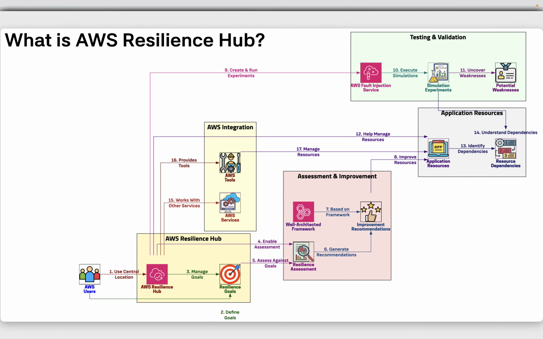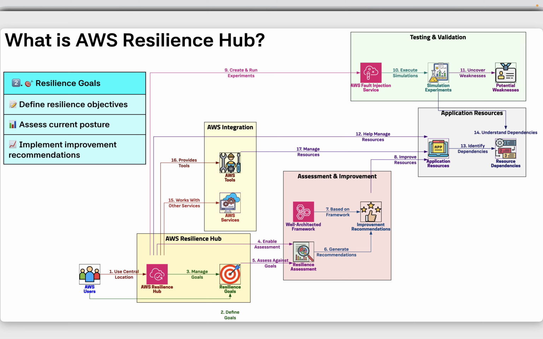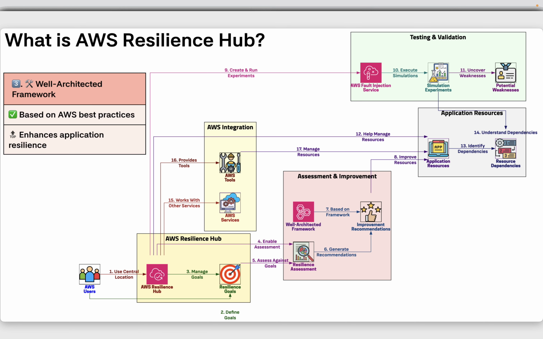So what is AWS Resilience Hub? AWS Resilience Hub is a central location where you can manage and improve the resilience posture of your applications on AWS. Think of it as a unified place to handle all your resilience needs. It enables you to define your resilience goals, assess your current resilience posture against those goals, and implement recommendations for improvement, helping you ensure your applications are robust. The recommendations are based on the AWS well-architected framework, giving you AWS best practices to enhance your resilience.